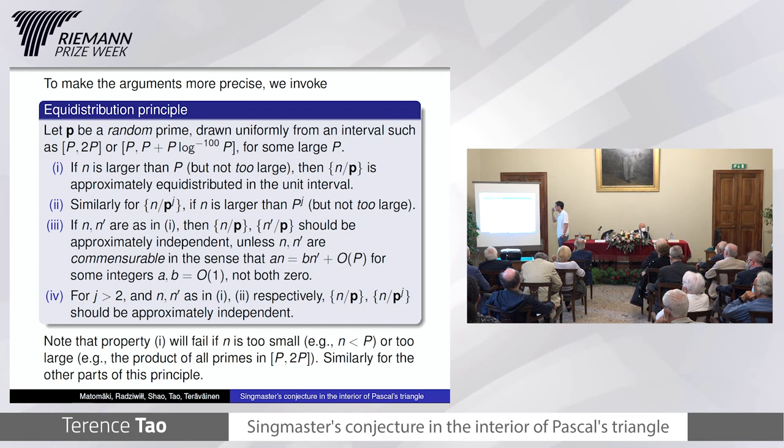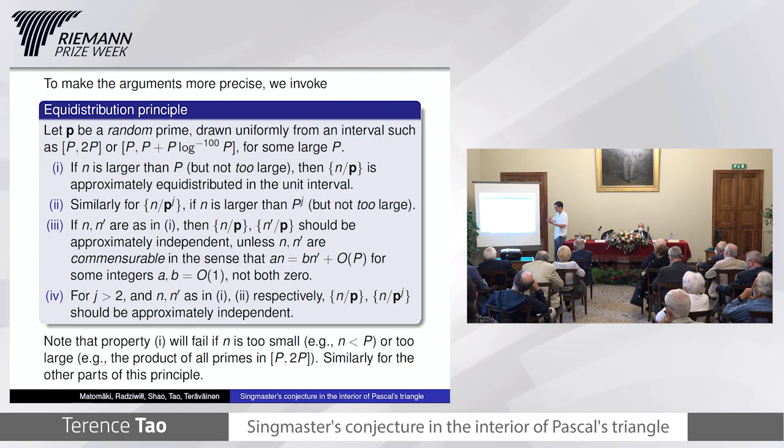One thing we realized working on a separate project was that, for example, if you take a prime randomly in a certain range, like you pick a random prime between capital P and capital 2P, and then you pick a large number n, and you look at the fractional part of n divided by p. So that's a number between 0 and 1.